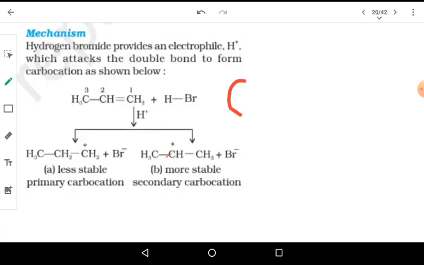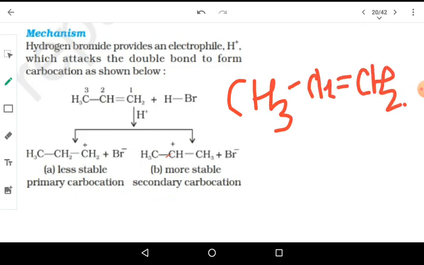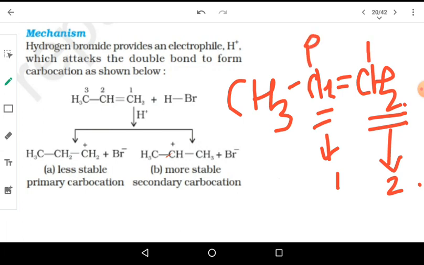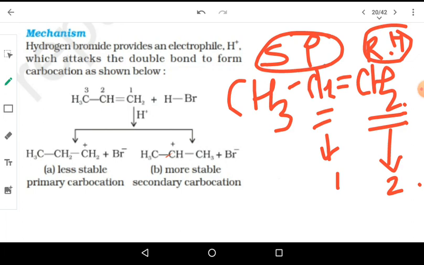If we have CH3-CH=CH2, we can see that this side of the double bond is deficit of hydrogen because it has only one hydrogen, and the other side, the right side, has two hydrogens. So which is the poor side and which is the rich side? This is the poor side and this is the rich side. According to Markovnikov, we have to add the H to that side which has excess of hydrogen. That is, hydrogen should be added to the right side and the substituent should be added to the other side, which is the poorer side. This is what is known as Markovnikov's addition.